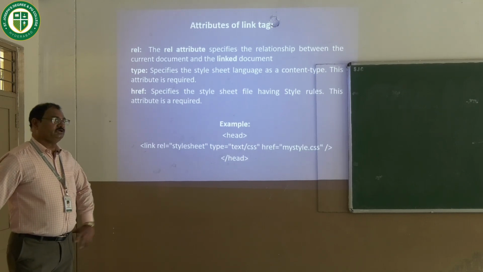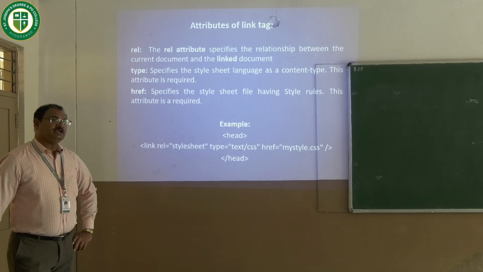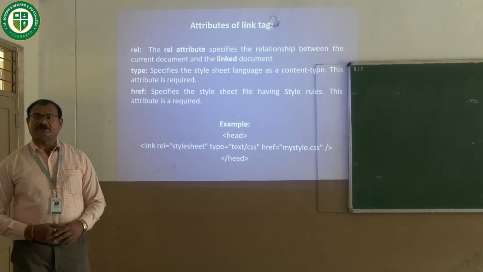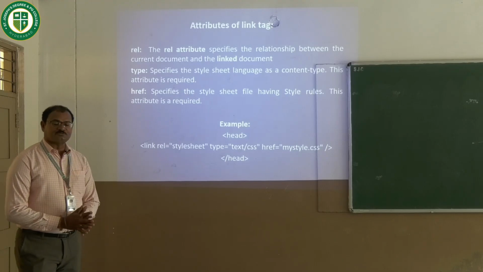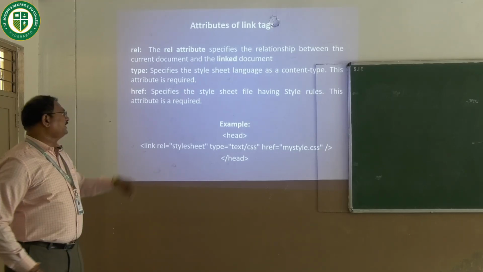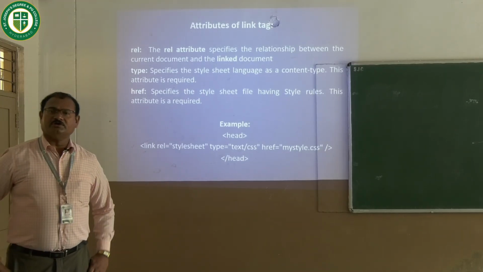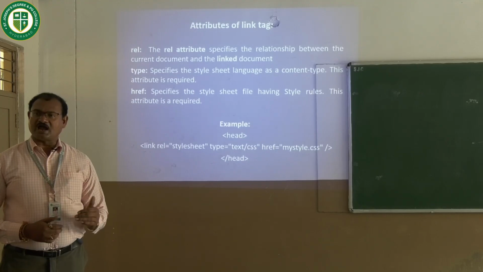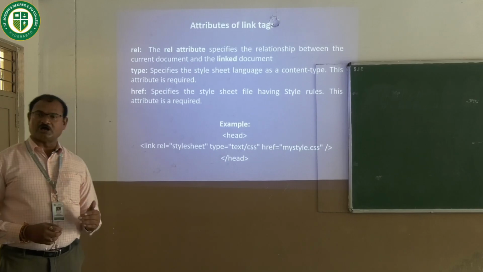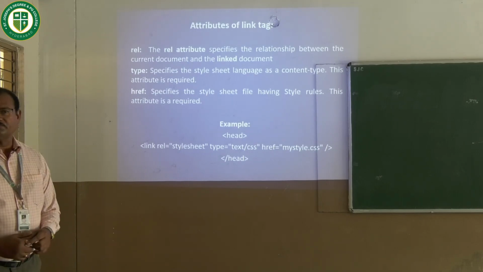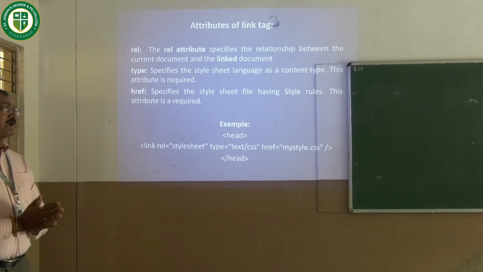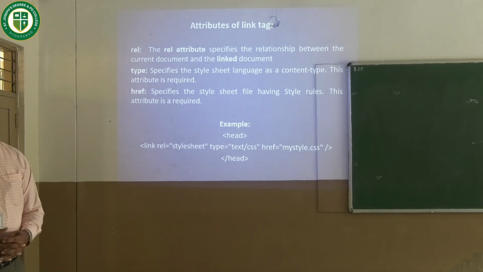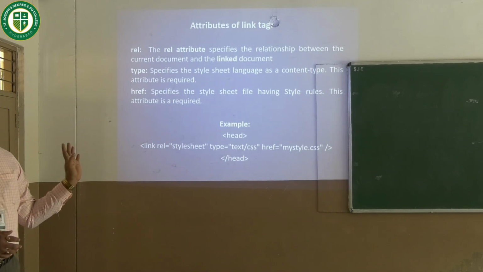So rel is going to specify the relationship between the current document and the linked document. When it comes to the type, it is going to specify the style sheet content type. Commonly, whenever you are using the link tag, it is mandatory to include two attributes. Those two attributes are what? One is the type, another one is href. So href is going to specify the style sheet having styling rules. So this is also mandatory and required.